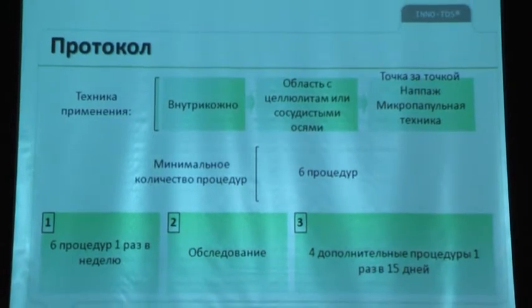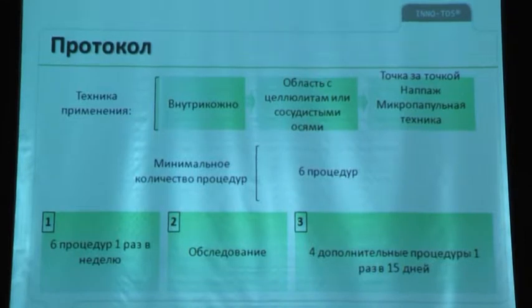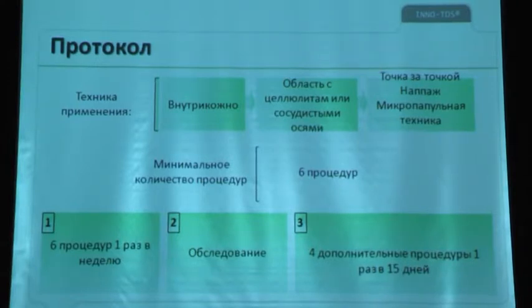How are we going to apply it? We are going to apply it in the areas of the cellulitis or the vascular excess. It depends on who is applying. We are going to apply it either point by point at 4 millimeters, or in combination with Napage at 1 millimeter, or like Dr. Maria is going to tell you later, she applies in different micropapules at 3 millimeters. Minimum 6 applications, every week.